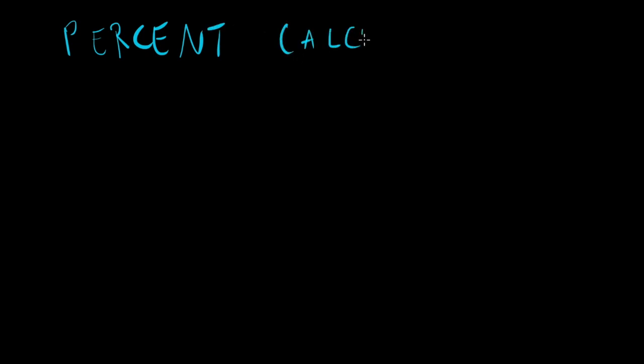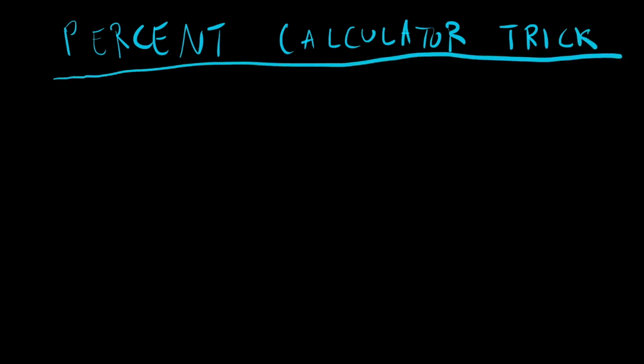All right, so last thing, we're going to go back and look at some of these that we just did. I'm going to show you a quick trick if you are allowed to use your calculator. This is what we would think of as the percent calculator trick. The trick that we can use with our calculator is you can just multiply by the decimal form of a percent.